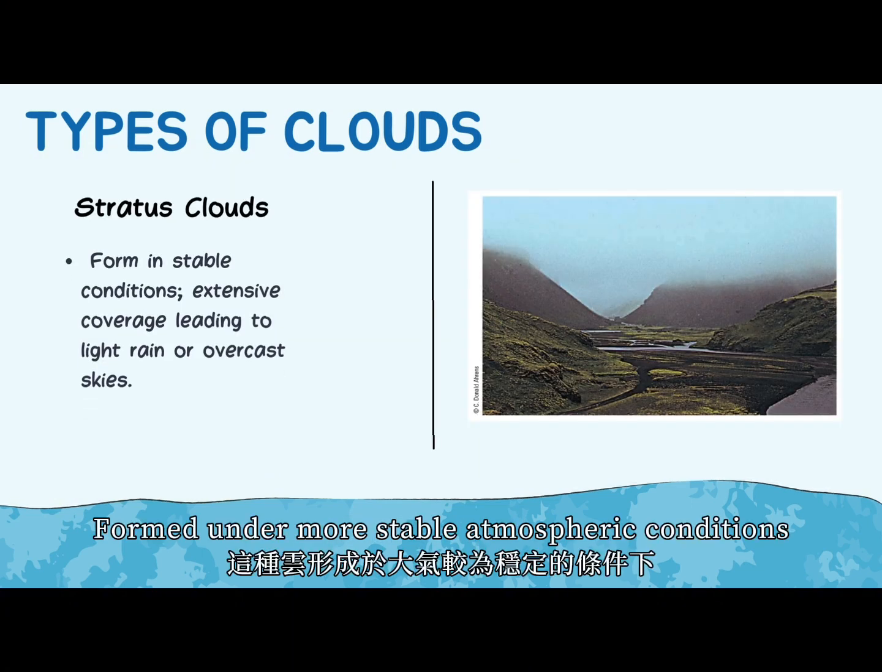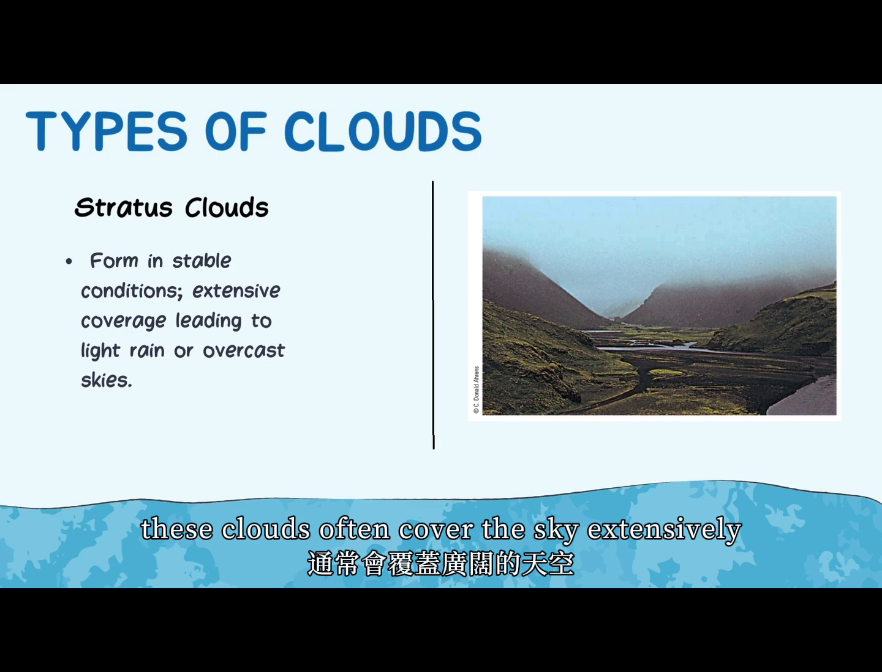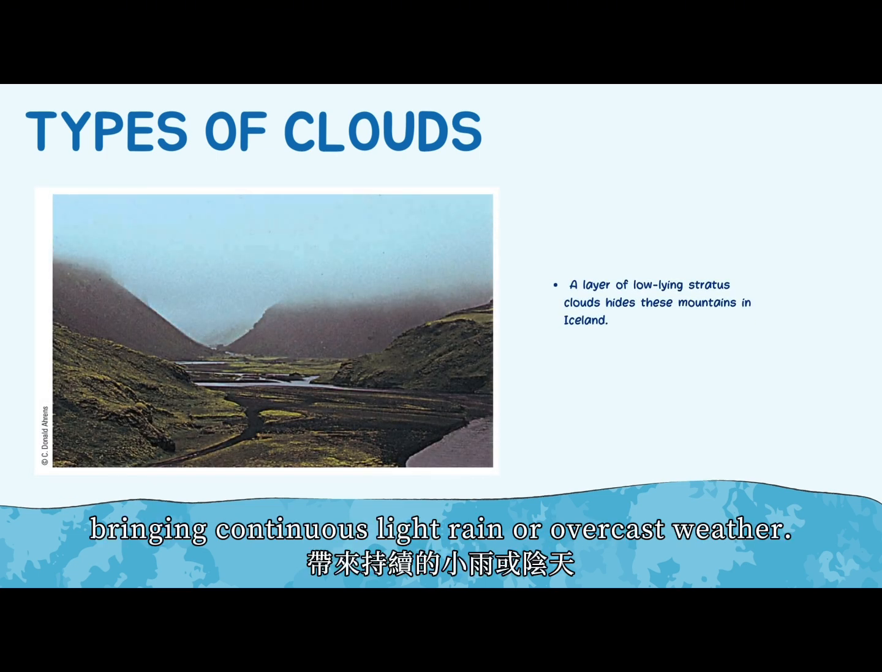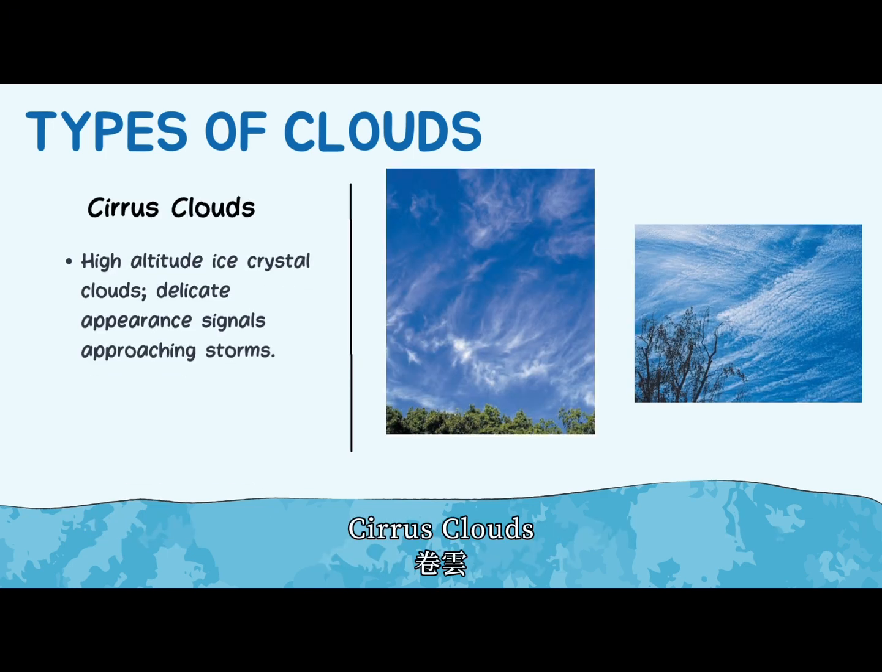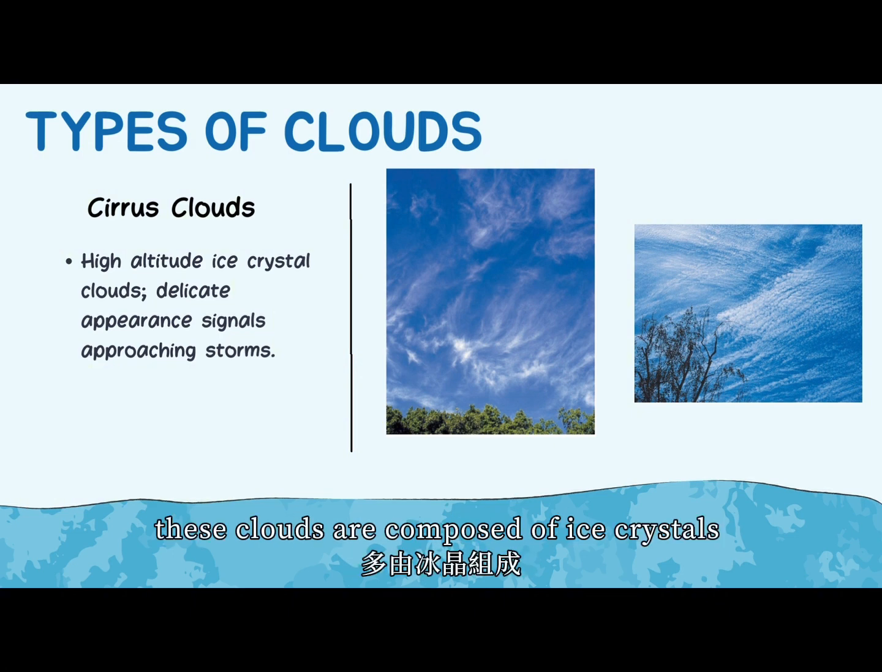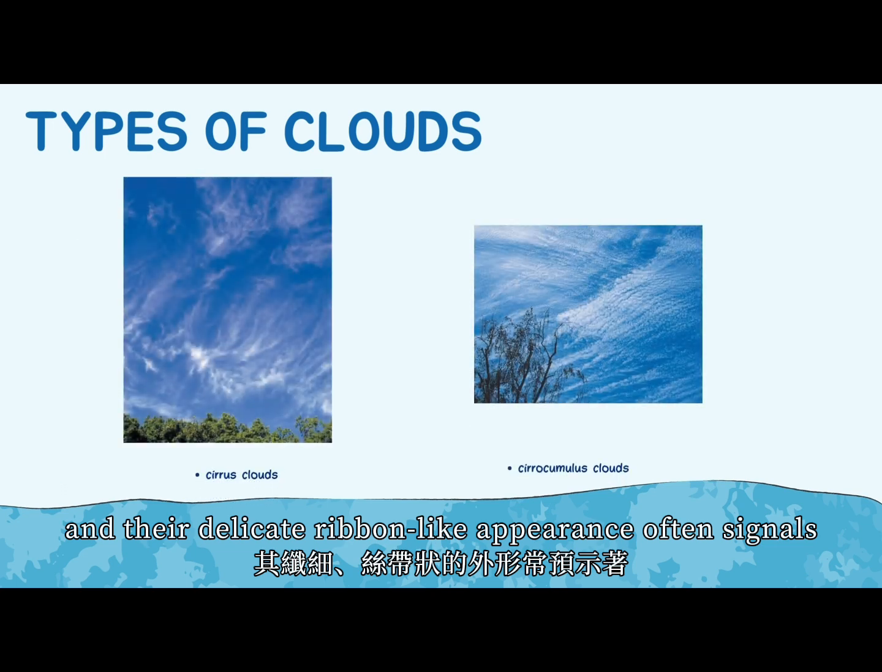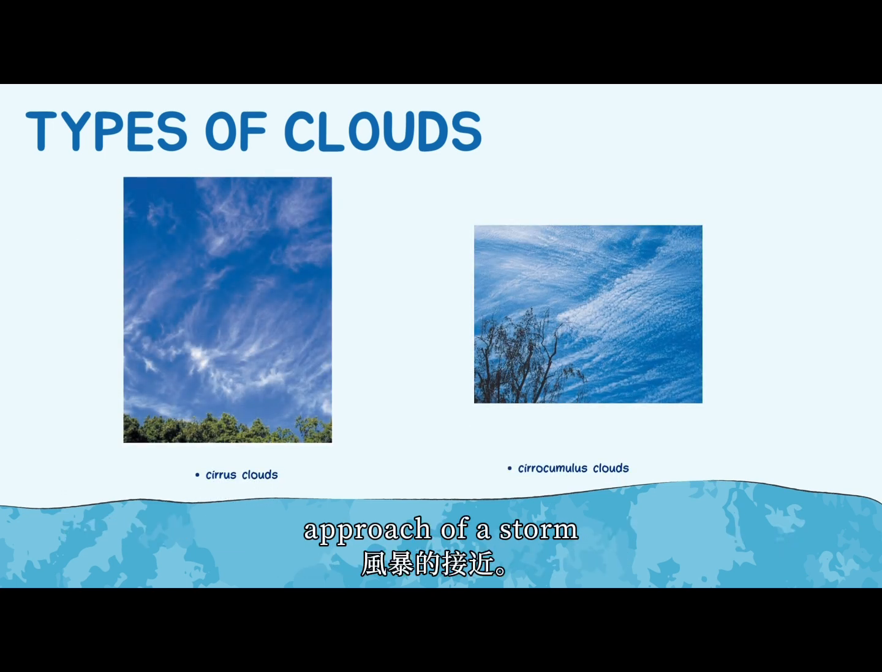Stratus clouds form under more stable atmospheric conditions. These clouds often cover the sky extensively, bringing continuous light rain or overcast weather. Cirrus clouds. Found at high altitudes, these clouds are composed of ice crystals and their delicate, ribbon-like appearance often signals the approach of a storm.